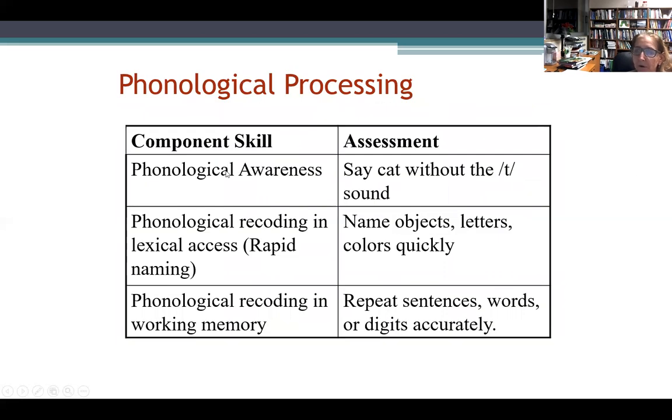And this is phonological processing. Say cat without the t sound. Name objects, letters quickly. That's phonological recoding. Repeat sentences, words, or digits accurately. Phonological recoding and working memory.